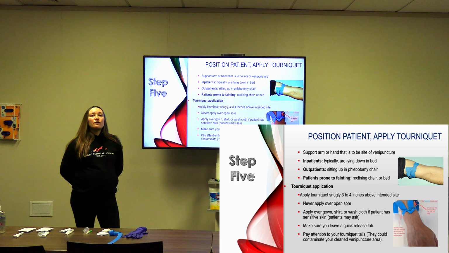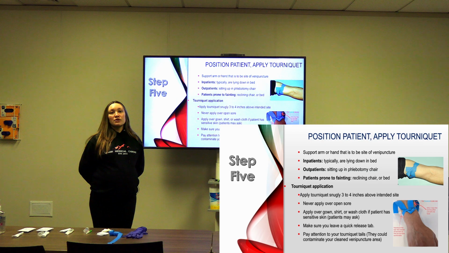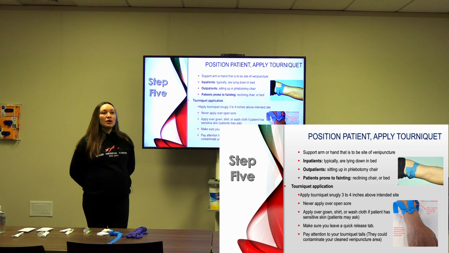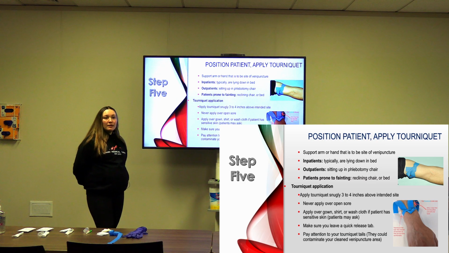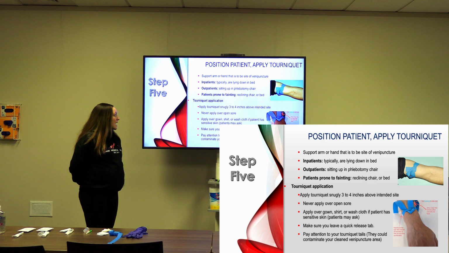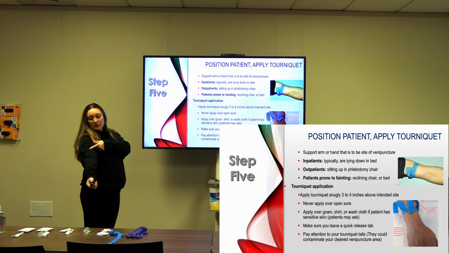If a patient informs you that they get woozy or are prone to fainting when they get their blood drawn, have them lie down on a reclining chair or a bed or a gurney or something to take their blood. Tourniquet application. We're applying the tourniquet snugly 3 to 4 inches above the intended site. If we're poking the AC, that's going to be right up here about mid-bicep.